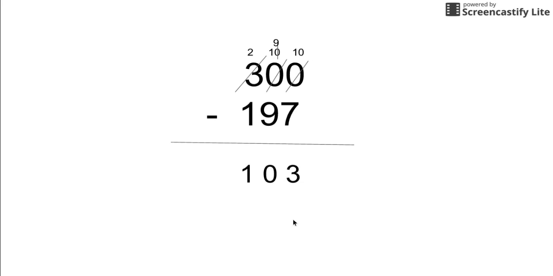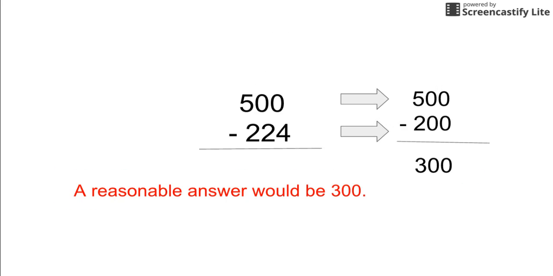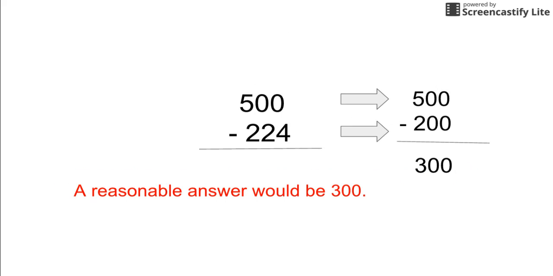So let's go back and see, is that a reasonable answer? Well, when we found our reasonable answer earlier, we said that 197 was close to 200. So 300 minus 200, a reasonable difference would be close to 100. So yes, an answer of 103 is very close to our estimate, our reasonable difference.